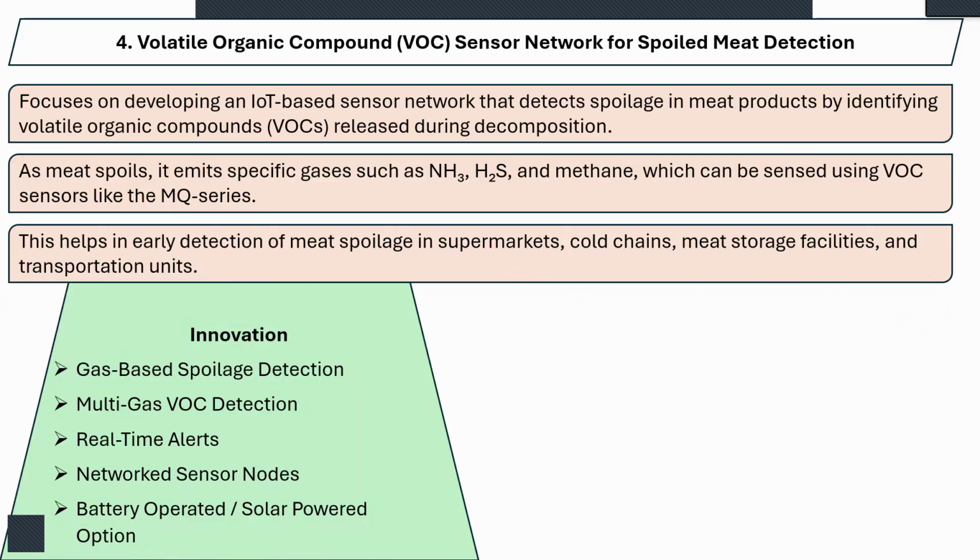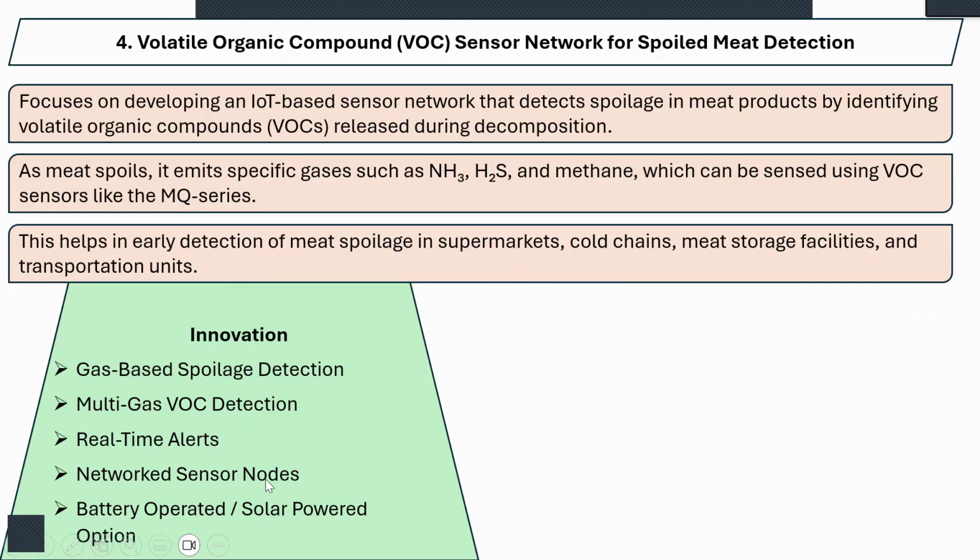Gas-based spoilage detection. So here it directly measures the chemical changes in air due to organic decomposition, which is more reliable than visual inspection. Multi-gas VOC detection means it combines the data from multiple sensors to improve the spoilage detection accuracy and specificity. Real-time alerts. So it sends SMS or IoT notifications when spoilage is detected so that it can reduce the health risk and product losses.